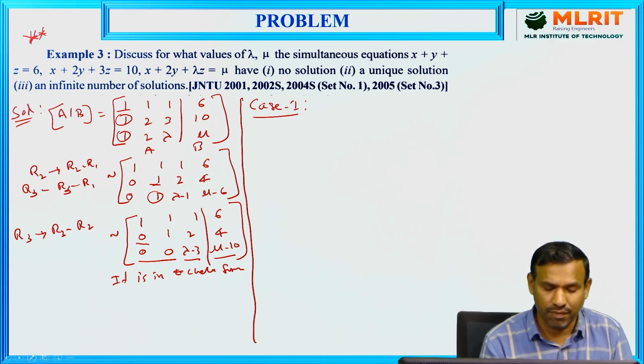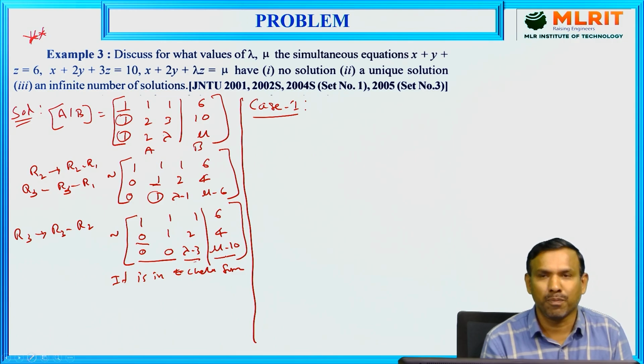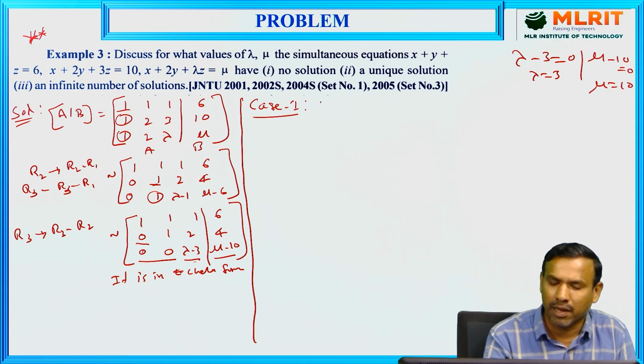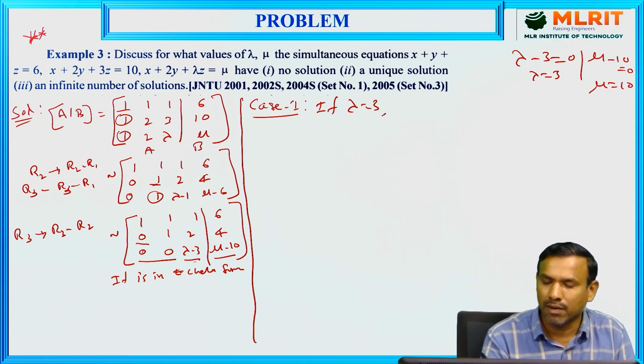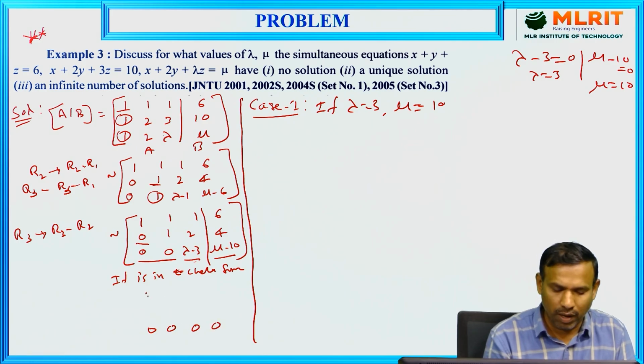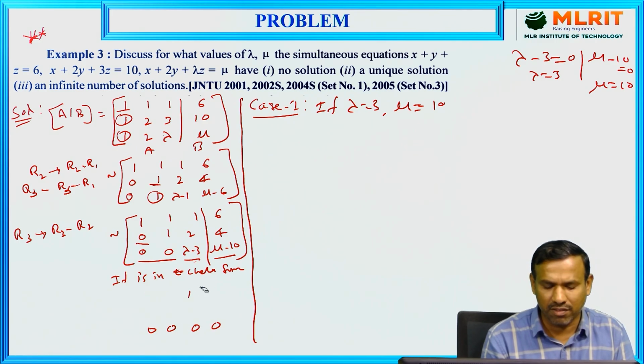So let us first make these two values 0. When will lambda minus 3 become 0? Lambda minus 3 is equal to 0 means lambda is equal to 3. Next, mu minus 10 is equal to 0 means mu is equal to 10. So first of all, I am taking lambda is equal to 3 and mu is equal to 10. What happens? Automatically, the last row will become a zero row: 0, 0, 0, 0. And here 1, 1, 1, 6, the remaining values as they are, so two non-zero rows will be there. Since the last row is becoming a zero row, the rank of the matrix.